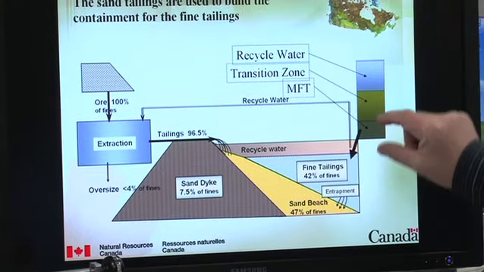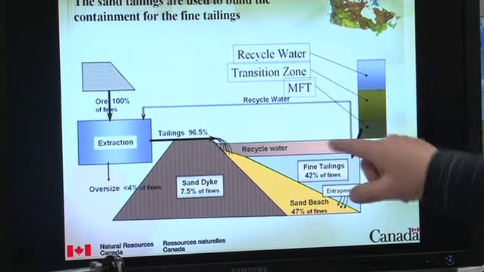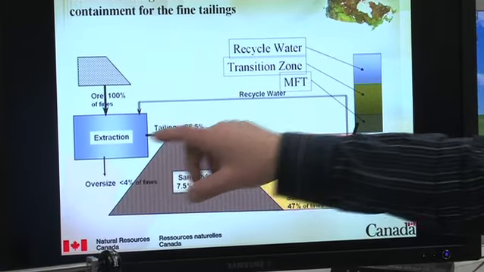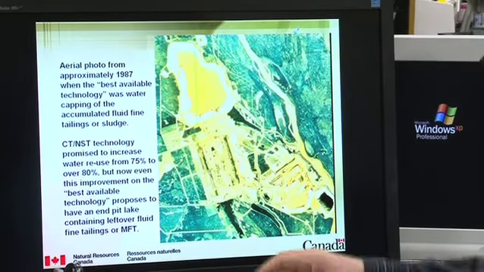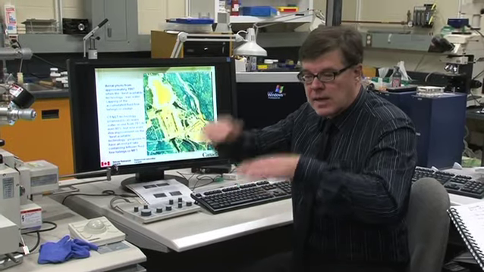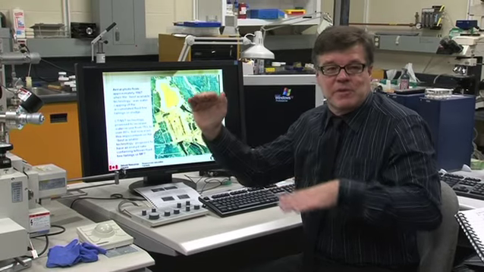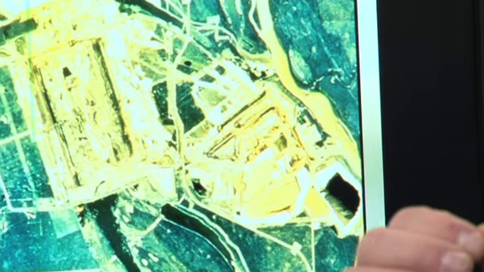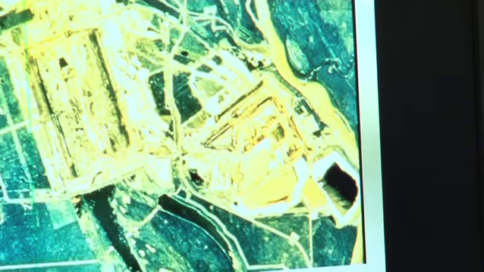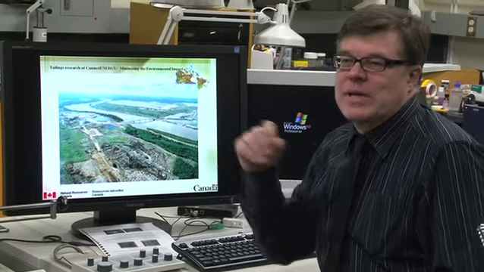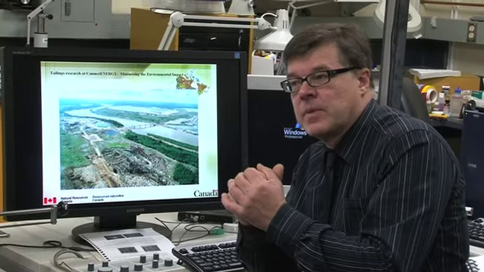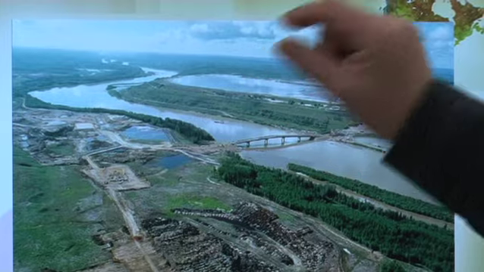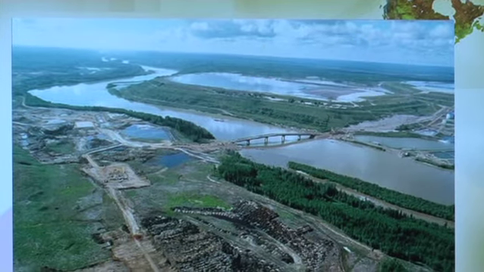Tailings, that mud, collects here. The water goes back to the extraction process. The best available technology at the time was to take that area, cap it with water, and create an artificial lake. A pond contains between 90 and 120 million cubic meters of that mud. This tailings pond was supposed to contain all of that mud for the life of the operation.